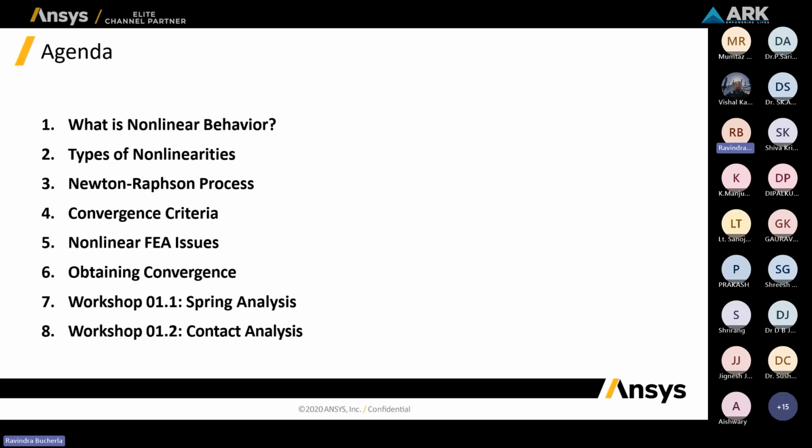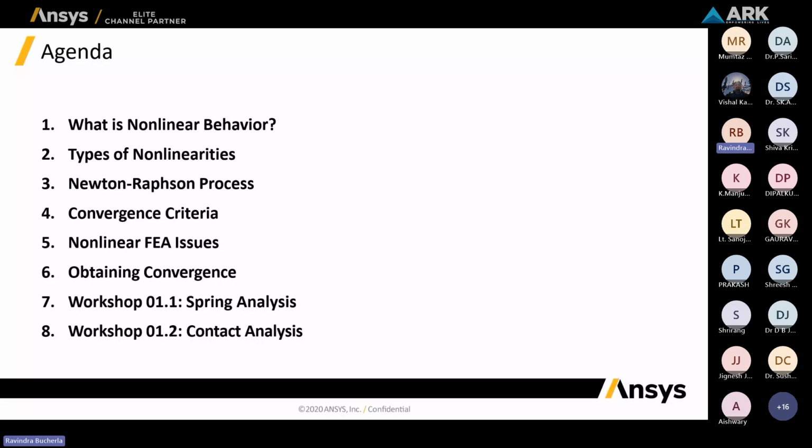So all these topics we are going to discuss, and along with that, we will be solving two problems. One is string analysis, and in this workshop, we majorly focus on structural nonlinearity because of the geometry. And in another workshop, we will mostly focus on the contact nonlinearities.